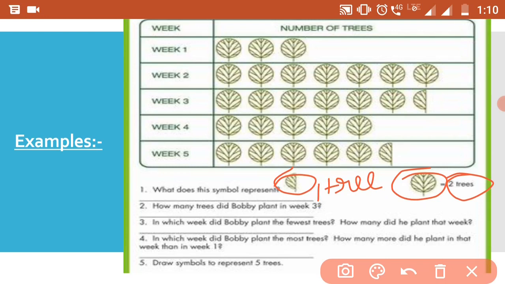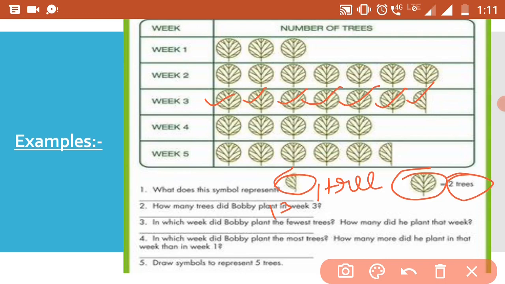Second question, how many trees did Bobby plant in week 3? Week 3 में कितने plants लगाए Bobby ने? That you have to tell by using the graph above. So one symbol of tree is equal to two trees. 2, 4, plus 2 is 6, plus 2 is 8, plus 2 is 10, plus 2 is 12, plus half tree represents 1, right? So it will be 13. So how many plants will there be? 13.